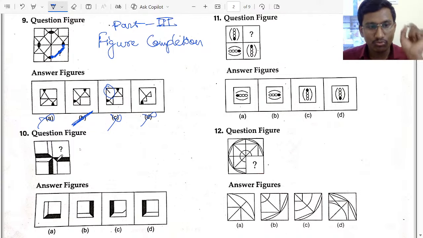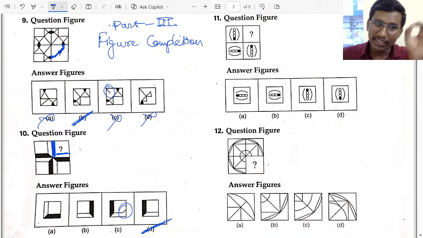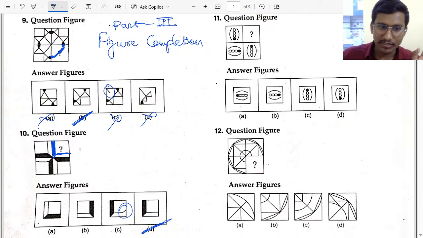Now 10th question. So which figure will complete here? If you see, this is how it will go, okay? And then there will be a color here, and then there will be a line here. So this is how it will look like, right? So which is the answer here? That is option D, right? Option D is the answer, because C, don't be confused, has an extra, different line, okay? That is why it is different. So C is not the answer. D is the answer for the 10th question.